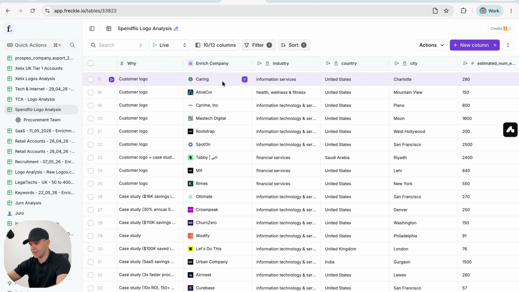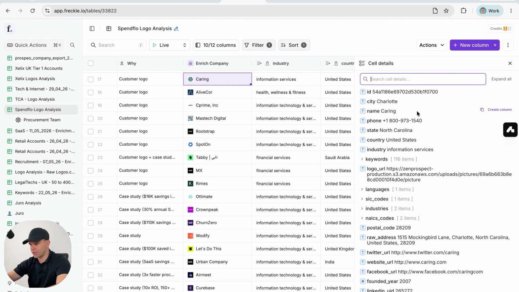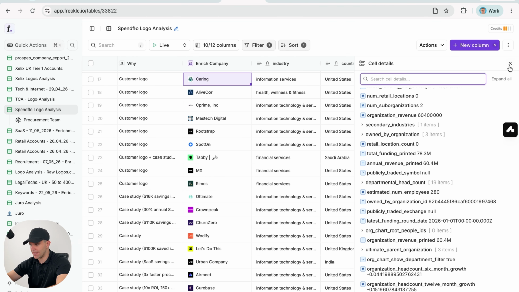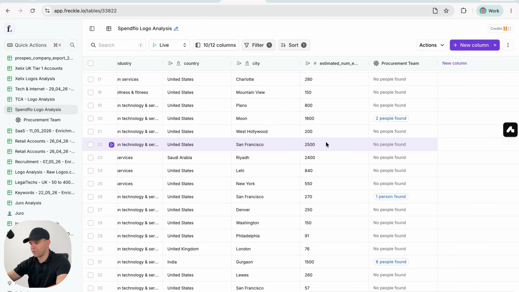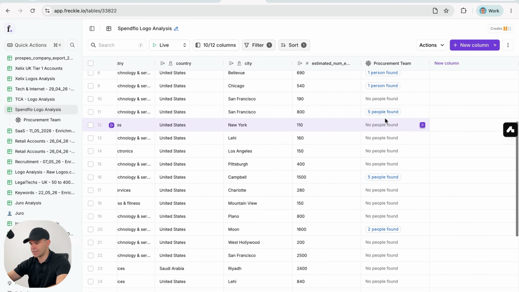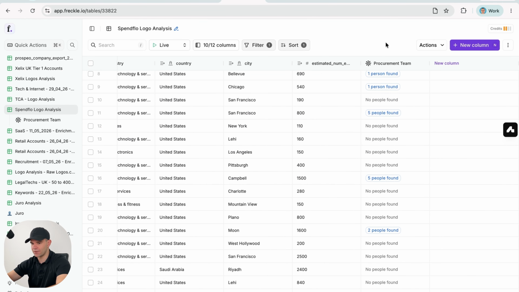And then we've got all of this extra information that we've enriched on the company level. So city, country, industry, funding, short description, employees, etc. And we've also enriched with the number of people in the procurement team. And we can see that in a lot of these cases, there's actually no procurement team found. I have worked at a procurement tech company, and this is very normal. So we've got the size of the procurement team.